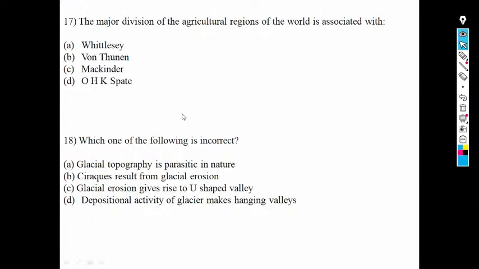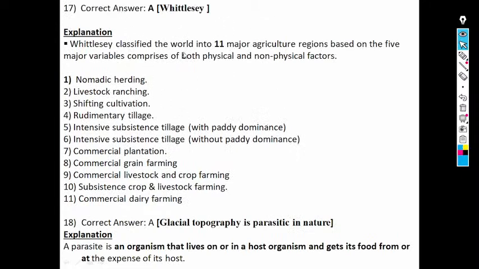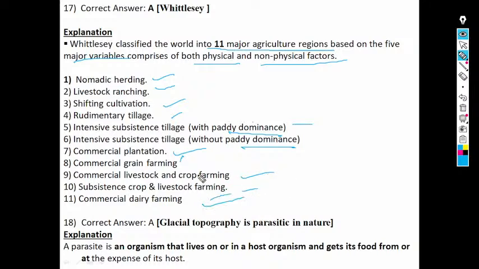Okay, Whittlesey classification. Whittlesey classification divides the world into 11 major agricultural regions based on 5 major variables, comprising both physical and non-physical factors. These are nomadic herding, livestock ranching, shifting cultivation, intensive subsistence tillage without paddy, intensive subsistence tillage with paddy, commercial plantation, commercial livestock and crop farming, subsistence crop livestock farming, and commercial dairy farming. Okay, next.